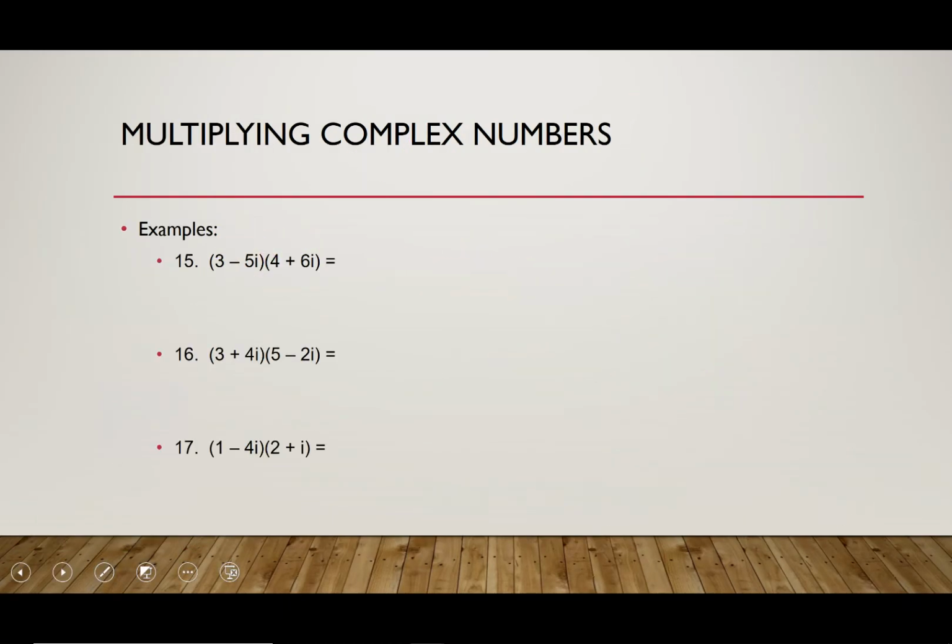Let's go back. Erase that. Let's try number 16. 3 times 5 is 15. 3 times negative 2i is negative 6i. 4i times 5. Don't be rude, okay? It's not nice to call people names. 4i is the term I'm talking about. 4i times 5, 4 times 5 is 20, so we have 20i.